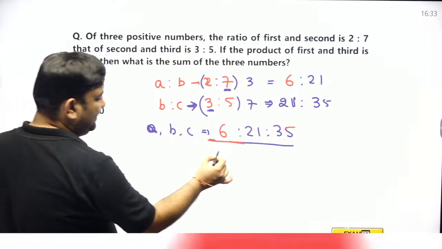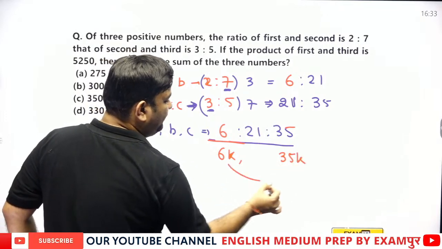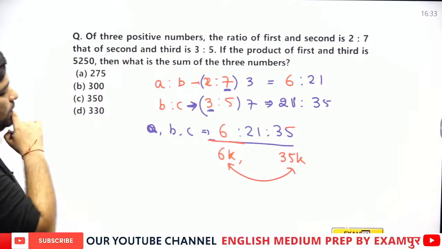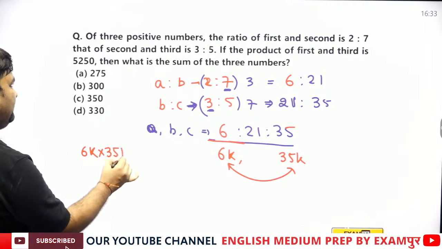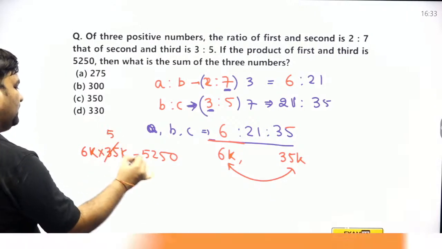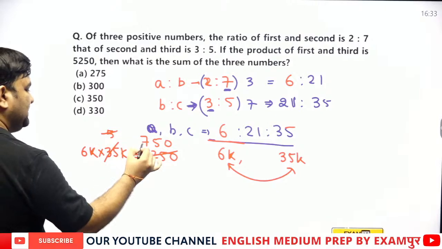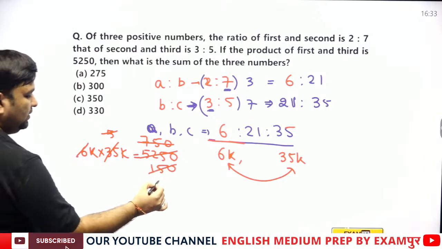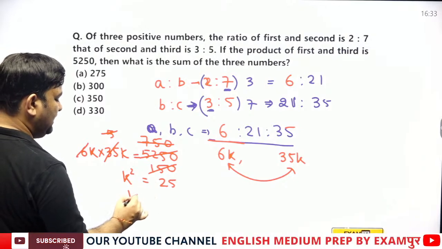So product of first and third, you have to take it 6K and you have to take it 35K. Product of first and third is given as 6K into 35K is given as 5250. 7 5 ja, 7 7 ja 49, 750. 5 is simplifying 150 times, and 6 is simplifying 25 times. K square is 25, which means K is 5.